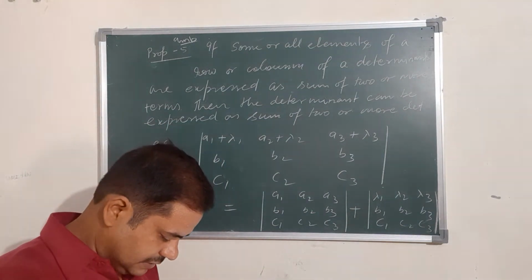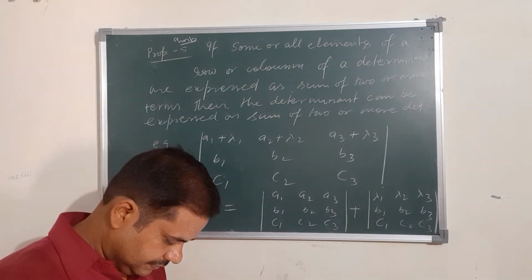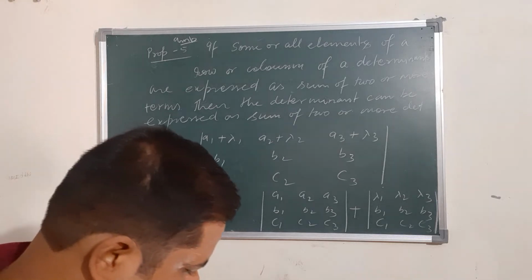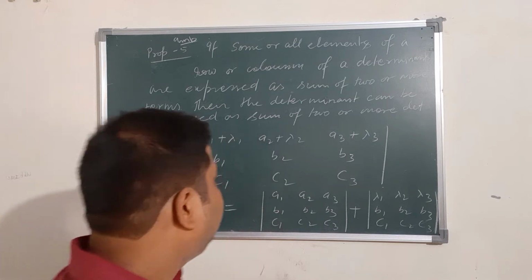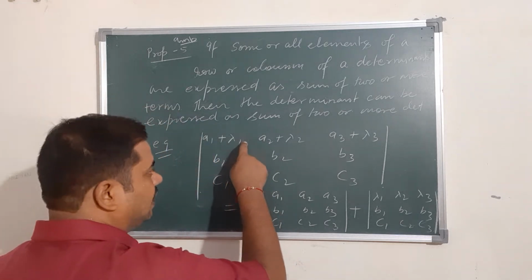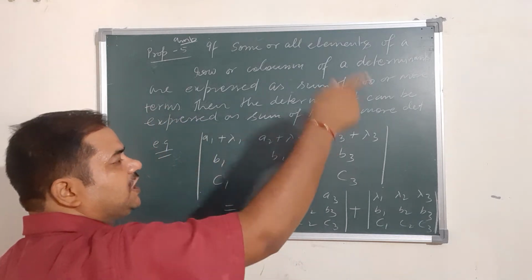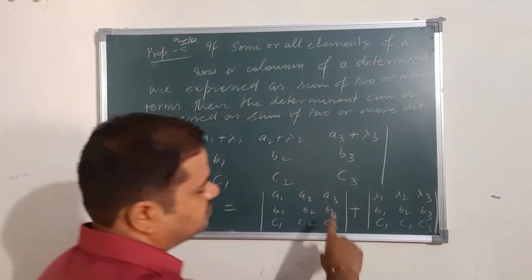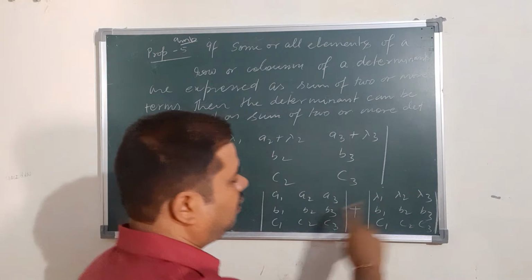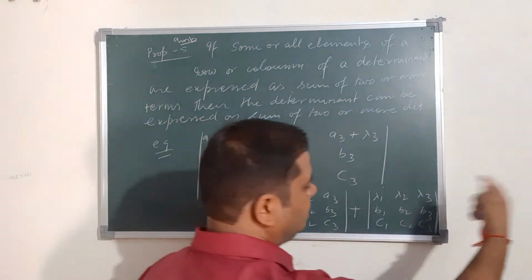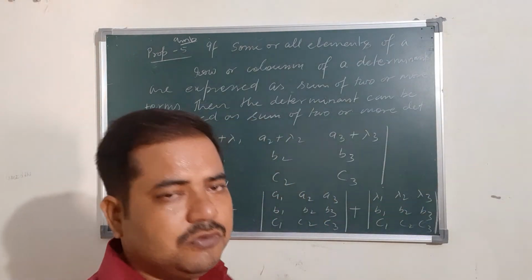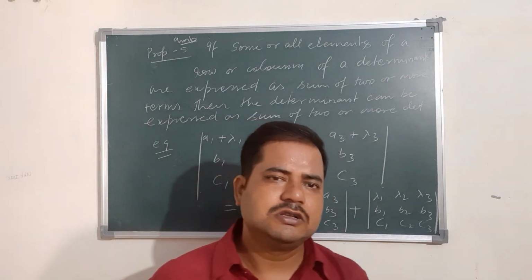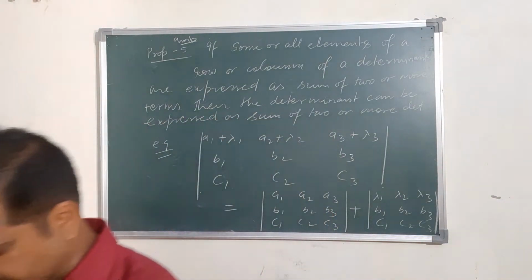Now property number 6. For example, if this determinant has a row expressed as lambda plus mu1, mu2, mu3 as a constant, then these are expressed as the sum of three determinants, with rows mu1, mu2, mu3, b1, b2, b3 and c1, c2, c3. Now let us see an example based on this.